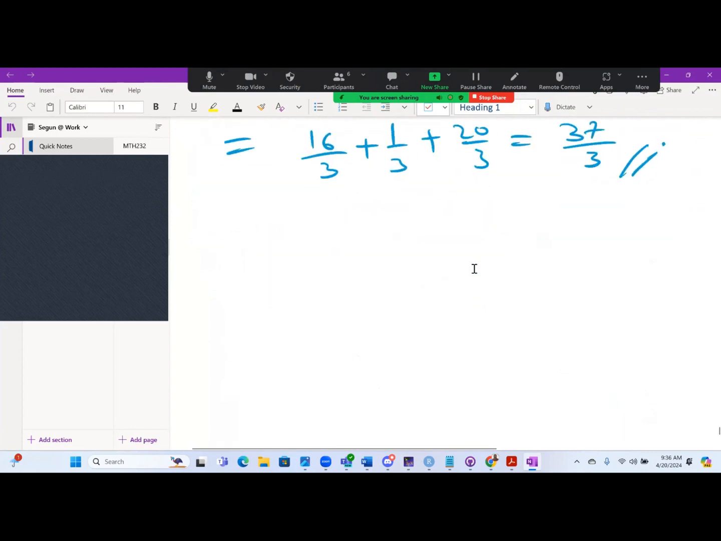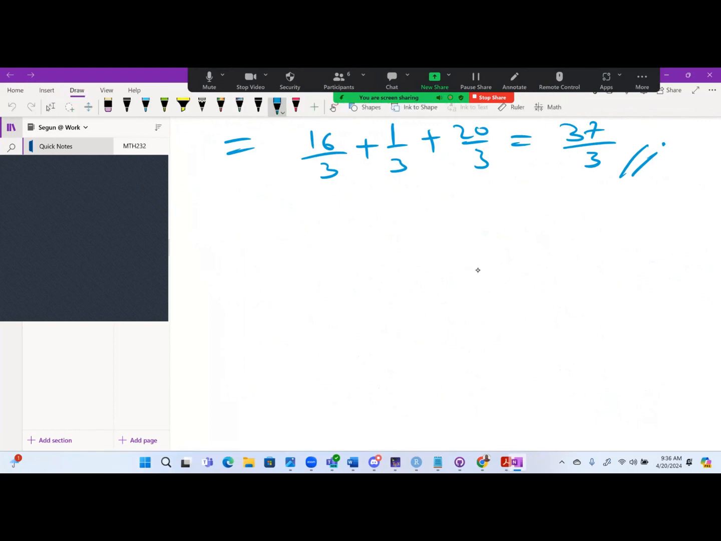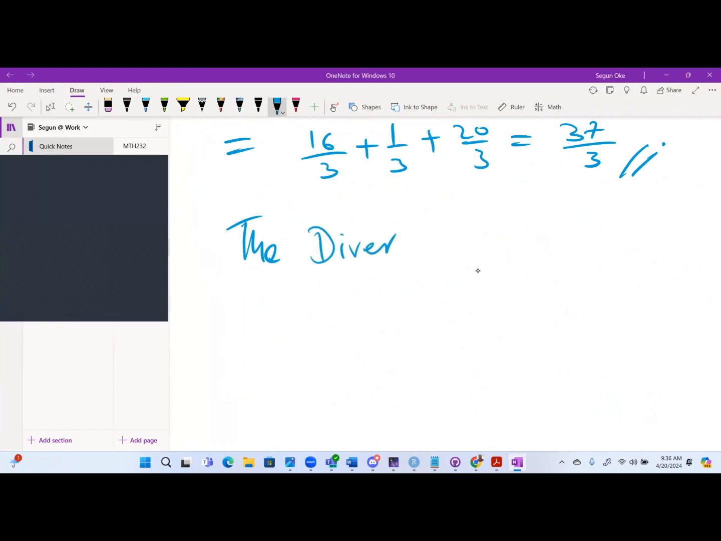So the divergence. Let's look at the divergence. We talked about the formula of divergence the other time, how we use the del to multiply everything we have. So let's look at the example.